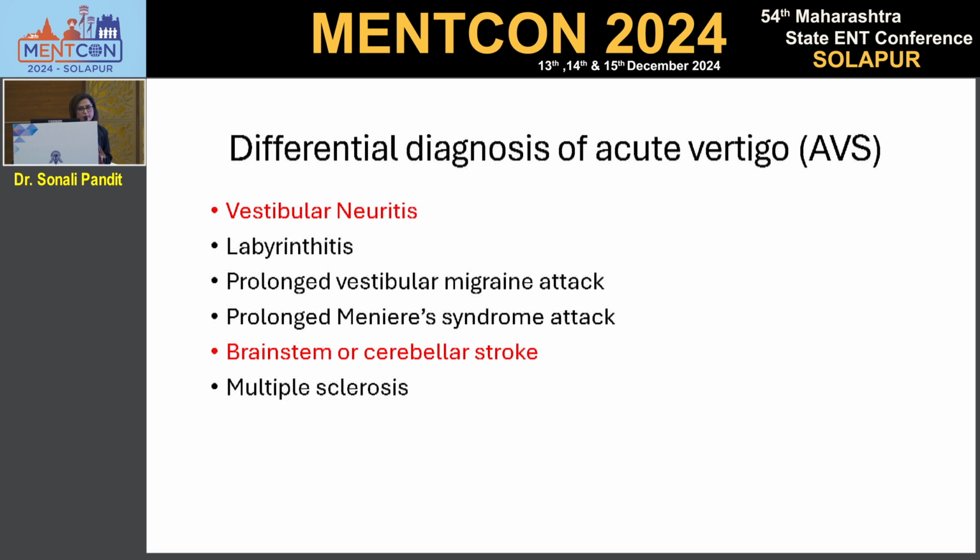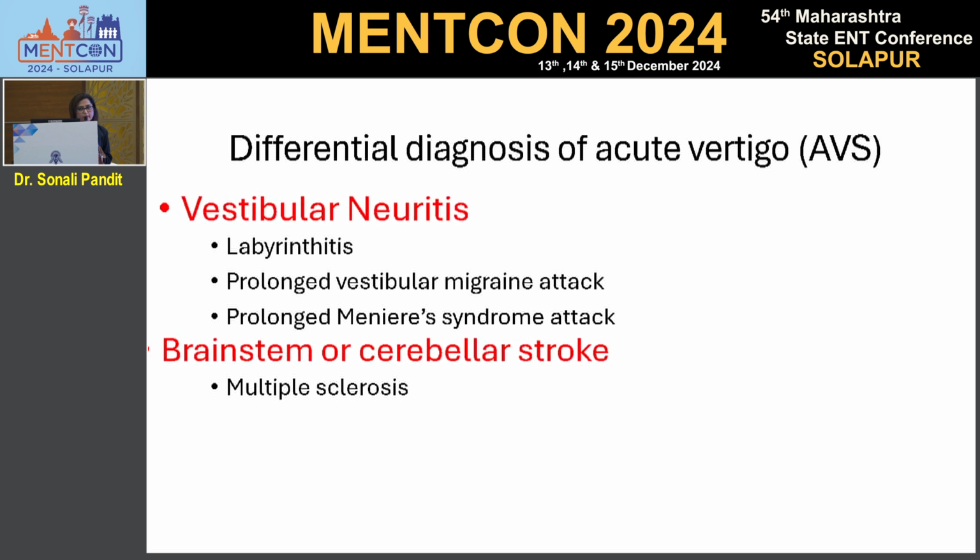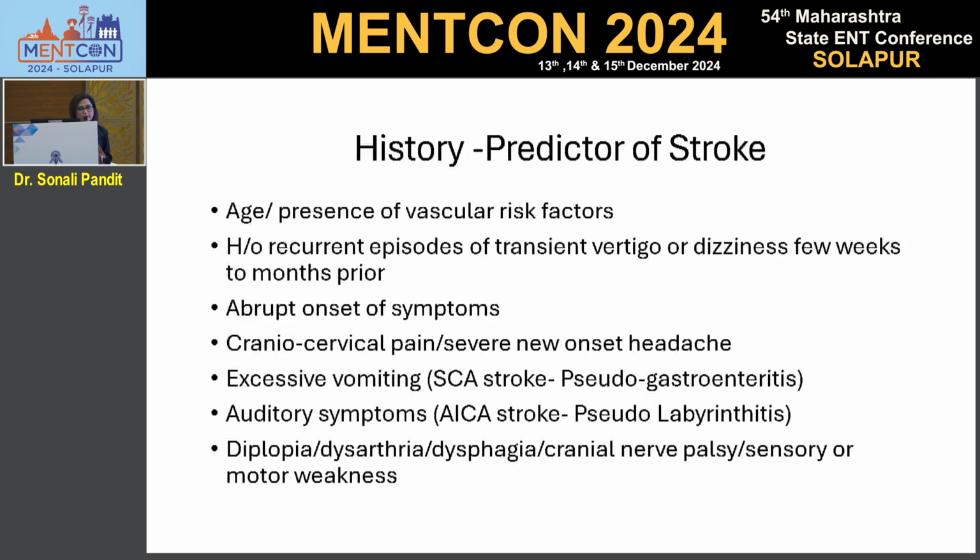There is a long list of conditions which can be a differential diagnosis, but these are the common conditions. Out of these, vestibular neuritis and brainstem or cerebral stroke are the two conditions which definitely should be differentiated. Starting from history, when you start talking to the patient, you get many clues which can be a predictor of stroke, such as age: if somebody is above 50, 55 years with associated vascular risk factors such as diabetes, blood pressure, hypercholesterolemia, start thinking it could be stroke.